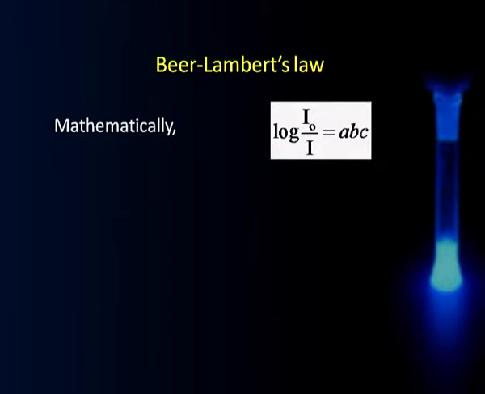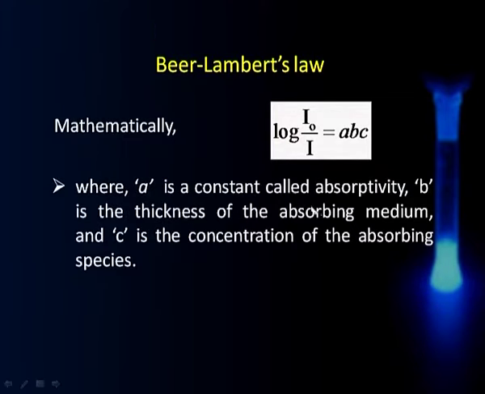What do I get is the following. I can just give the mathematical expression which reads as follows: log I naught by I equal to ABC. It is very simple to remember, but it is very important to understand the meaning of each one of these terms. A is a constant, called absorptivity. B, as before, is the thickness of the medium, and C, as before, is the concentration of the absorbing species. So essentially log I naught by I depends on B and C, and A happens to be the constant of proportionality there, but it is called absorptivity.